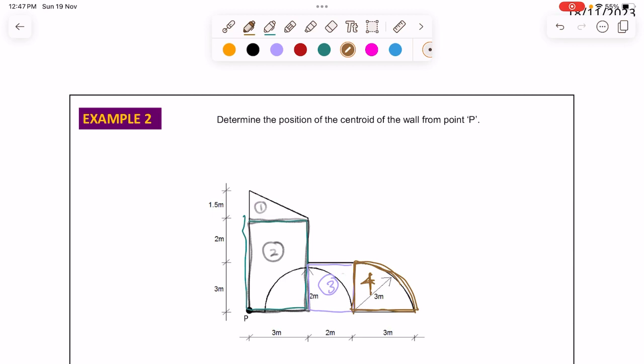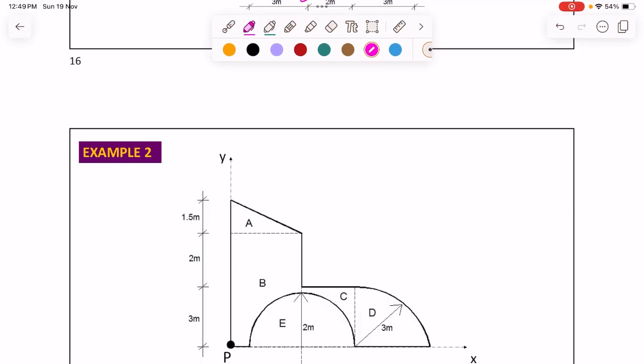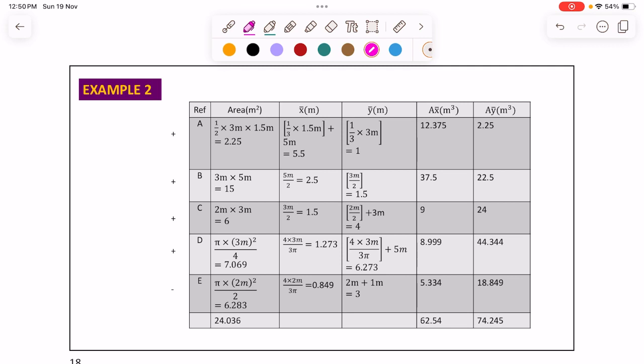And we have another one which is the semicircle here. It is deducted from the area because it is not included in this wall. But you have to calculate it because you need to minus this shape. So this is number 5. Let's calculate. So these are the sections I have divided: A, B, C, D, E. You have all the sections which are A, B, C, D and E.